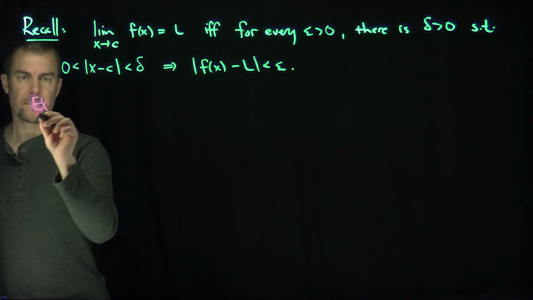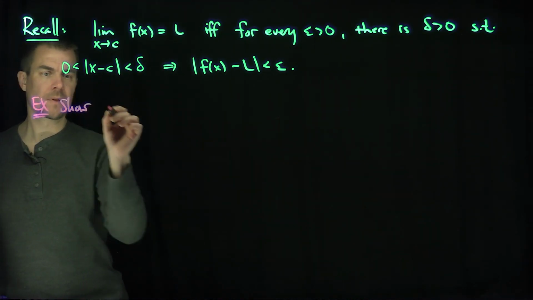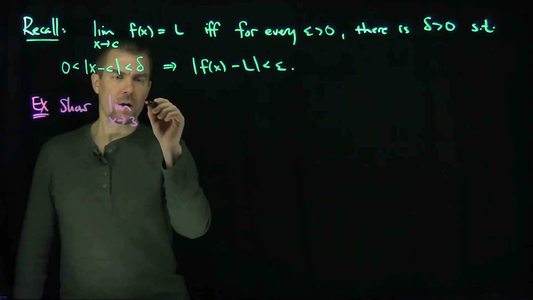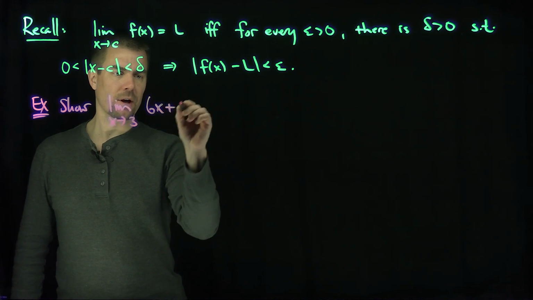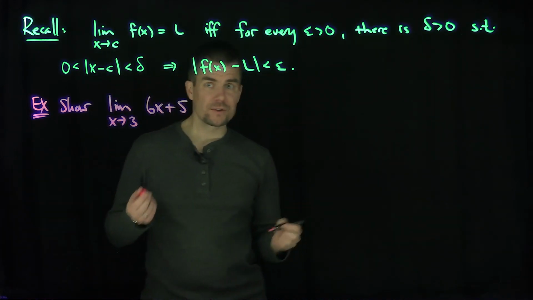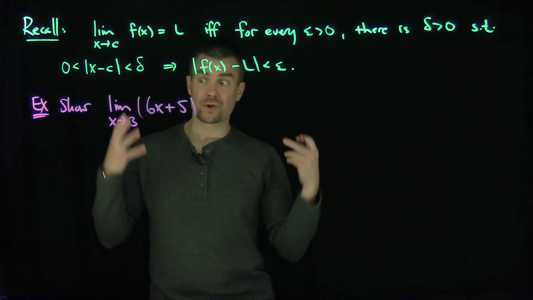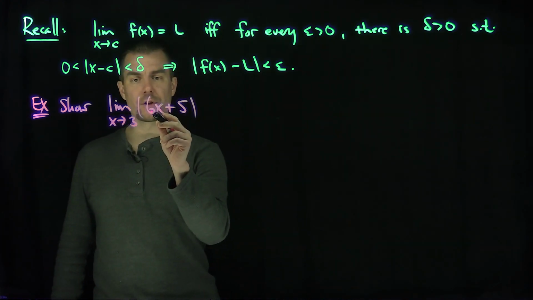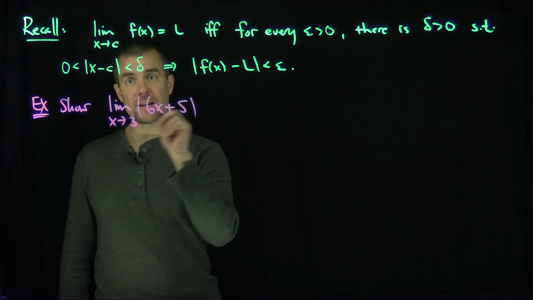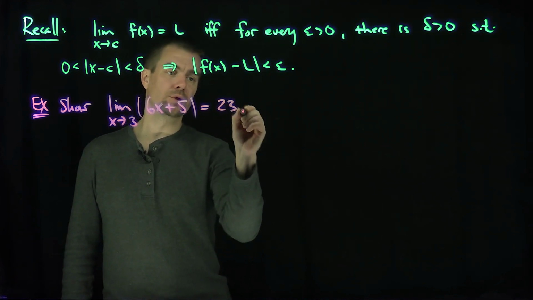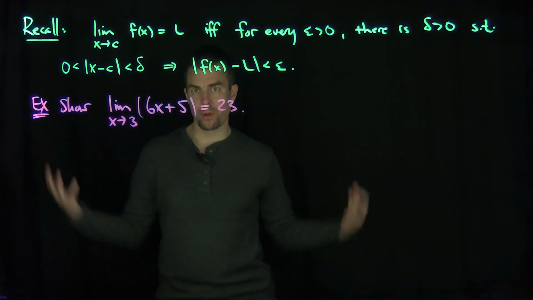Example, let's show that the limit as x approaches 3 of 6x plus 5. Well, we should have a good sense of what this is going to be equal to, because as x goes to 3, x should just be 3. So this should be 3 times 6, which is 18. 18 plus 5 is 23, right? So I claim that this limit is equal to 23, which should make intuitive sense just by plugging it in.